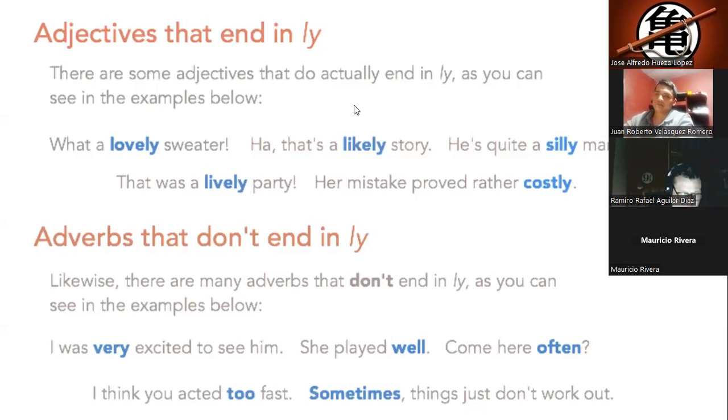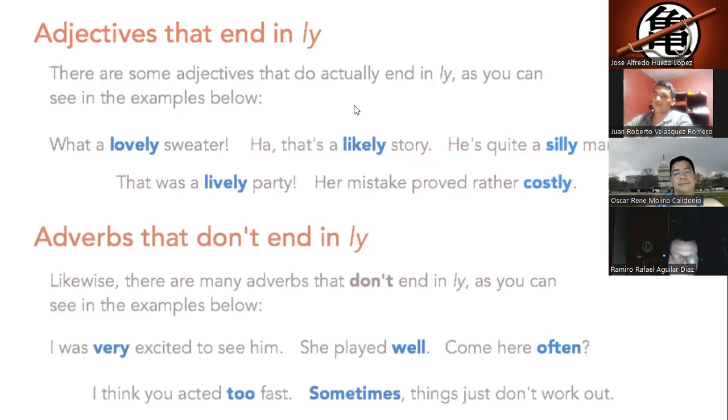Likely es algo que gusta bastante, que es una buena historia, sería la traducción. So it's an adjective. He's quite a silly man. So, what is silly? A silly is a bobo. So, silly is describing man. So, definitely that is an adjective.